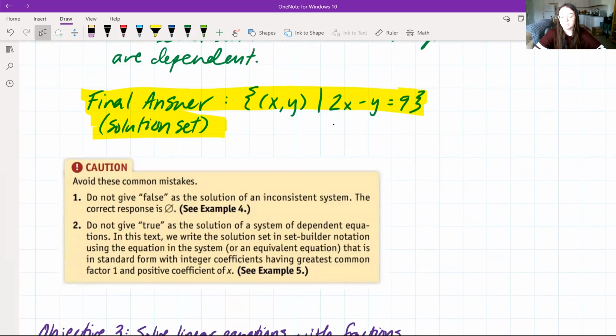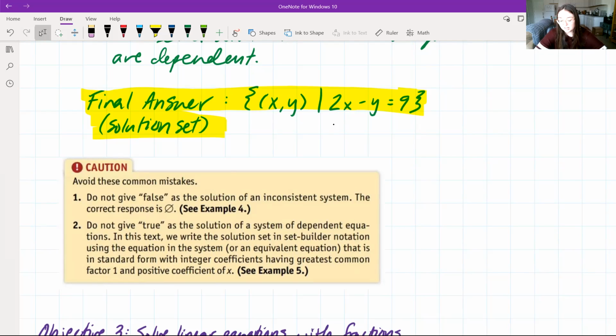And a word of caution, we want to avoid common mistakes such as do not give false as a solution of an inconsistent system. The correct answer is the empty set. So you don't want to write true or false for problems like these. You do have to write out your final solution set. So in the case that it's false, your solution set is the empty set. In the case that it is true, you want to give your answer in your set builder notation.